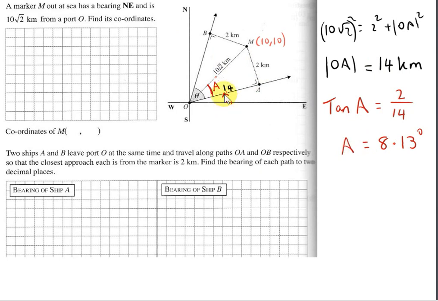So that's A. So how do we find this angle in here? That's the bearing of A. Well, we know that this angle is 45 degrees because we were given that M is northeast of point O. So all we do is we have 45 and take 8.13 from it.